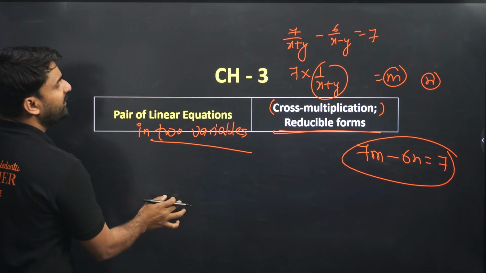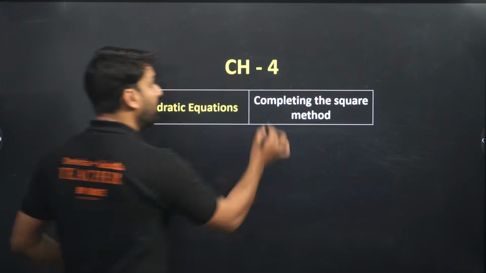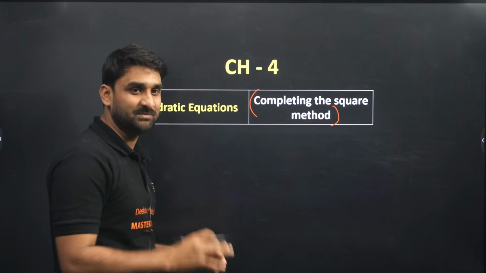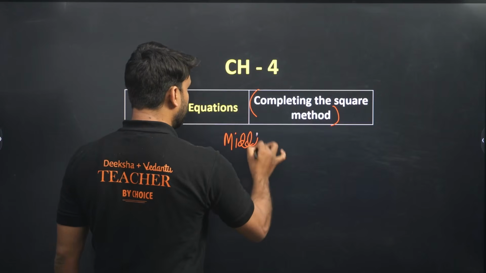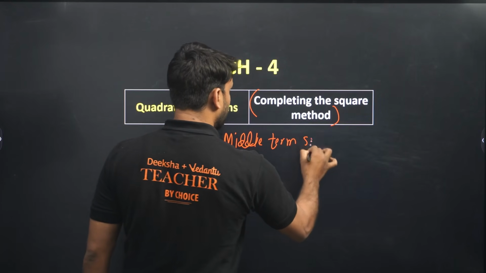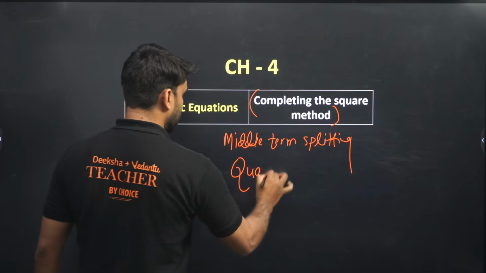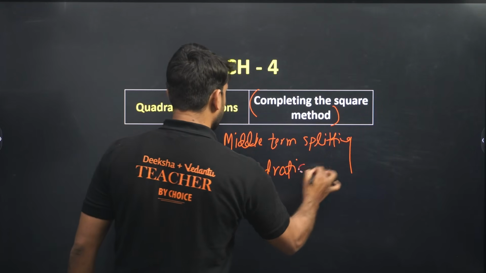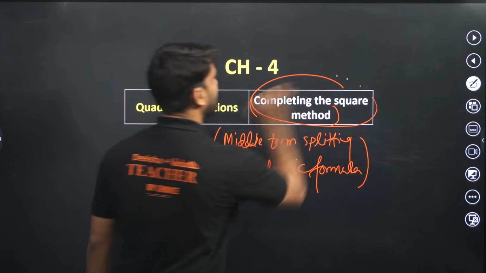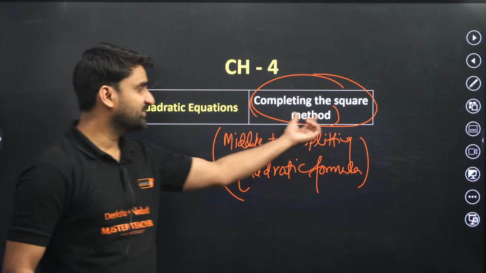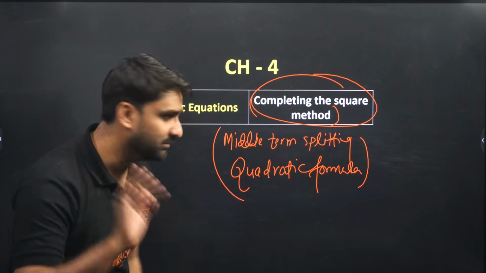Okay, now if I'm moving to chapter number 4, Quadratic Equations. From quadratic equations, the completing the square method to find the zeros has been removed. Means we are only using the middle term splitting method and the quadratic formula, which is also called Sridharacharya formula. We only use these two methods to find the zeros, but we are ignoring completing the square because this year in the board exam, this is not included. This has been excluded, this is deleted. So the completing the square method is not in your syllabus.